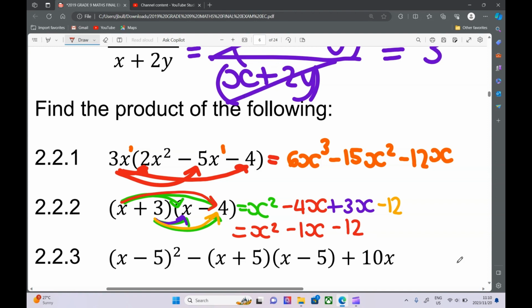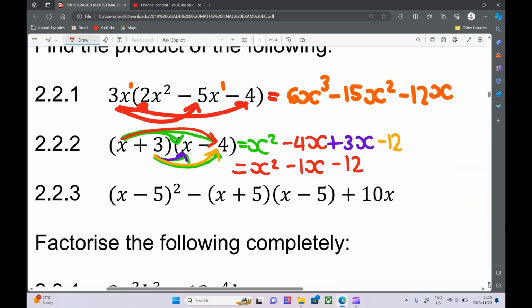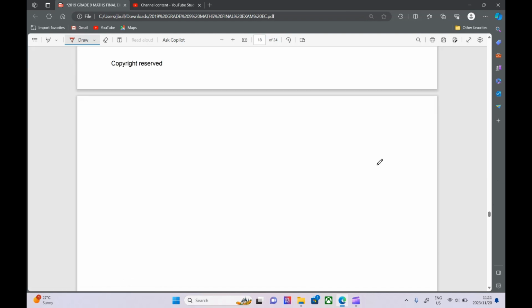Okay, and then 2.2.3, I might need to do this just at the bottom, just so I get some space. Let me just copy this down to the bottom quick. Okay, so what we've got is x minus 5 squared, minus a double bracket, x plus 5, x minus 5, plus 10x. Okay, we just want to multiply this out.